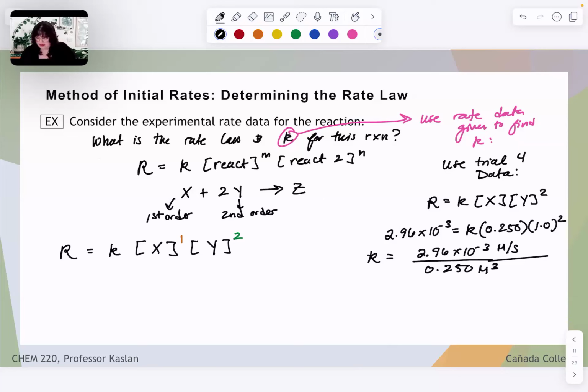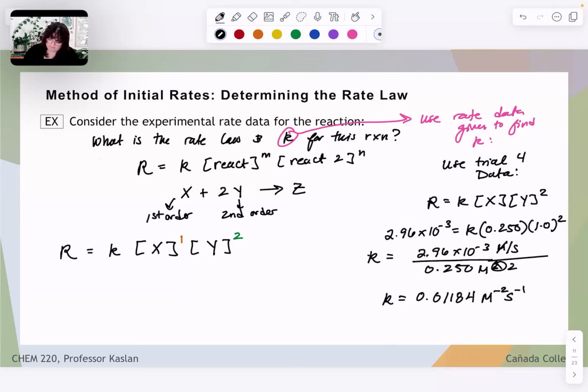So let's get this number, pulling out the calculator. So we have 2.96 times 10 to the negative 3 divided by 0.250. We get a value of k, over here, k is equal to 0.01184. And let's think about our units. We've got molar, this will cancel here, become molar squared. So this becomes inverse molar squared and inverse time.